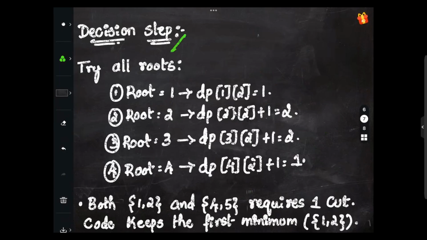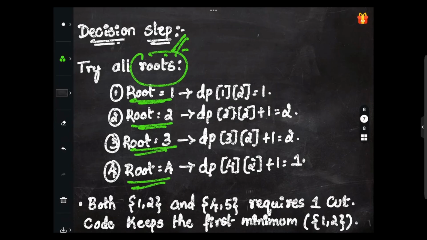Now let's go with the decision step. When I say decision step, we have to try all the nodes, nothing but root 1, root 2, root 3, root 4, root 5. We'll be trying all the roots here. So we will be going with root equals 1, 2, 3, and 4. 5 is standalone. This one we'll ignore for now. So we will be trying only all the roots, right?